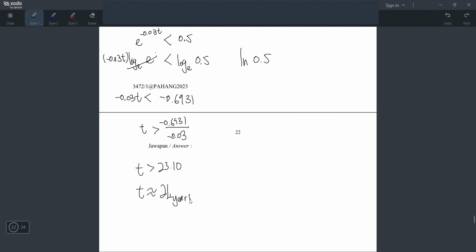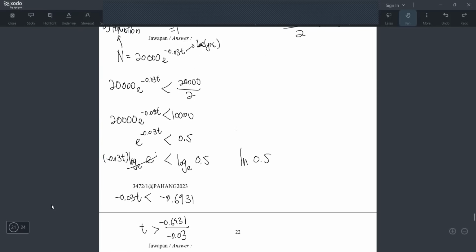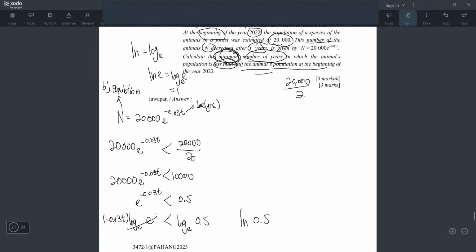Some students might tell me 23, because they say, sir, no need to round off, the digit after is not more than 5. So, sir, why do you add 1? Okay, it's not about that. It's not about whether you round it off or not. It's about this symbol, the bigger than. If I say t is bigger than 23.10, it means t can be 24, 25, 26, 27. When your t is bigger than this value, then only your population will be less than 10,000.